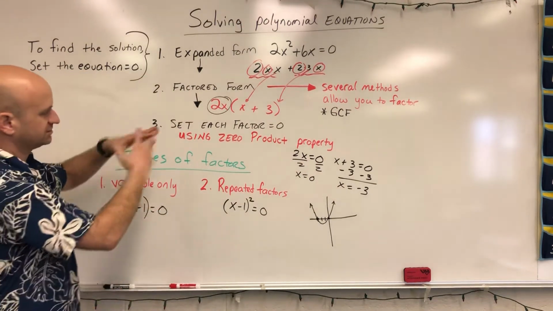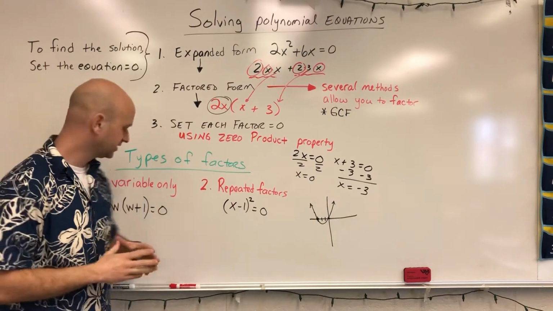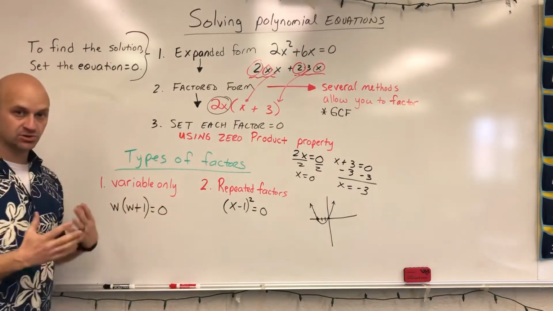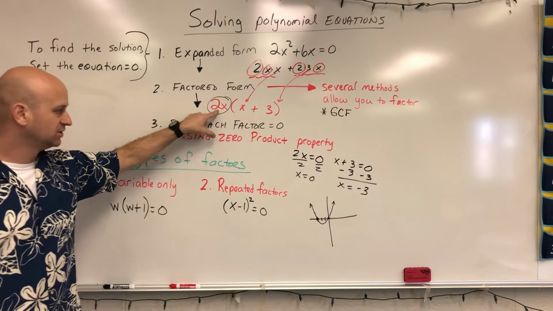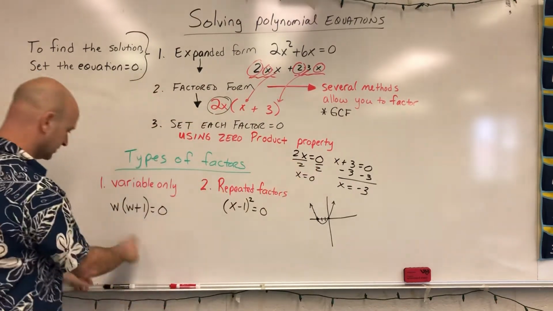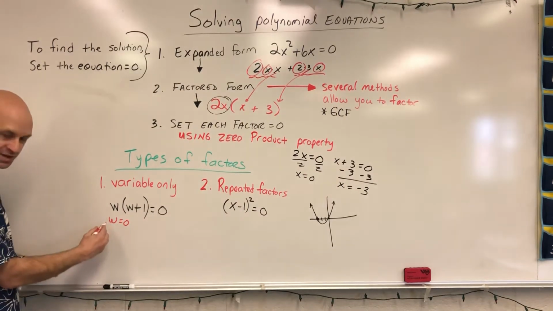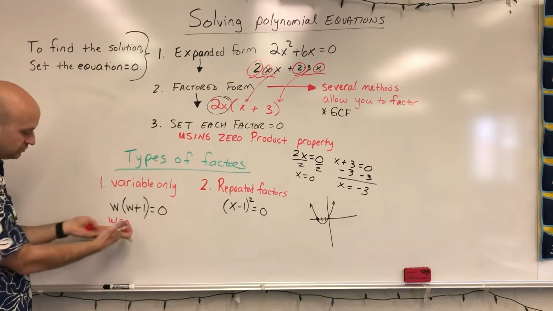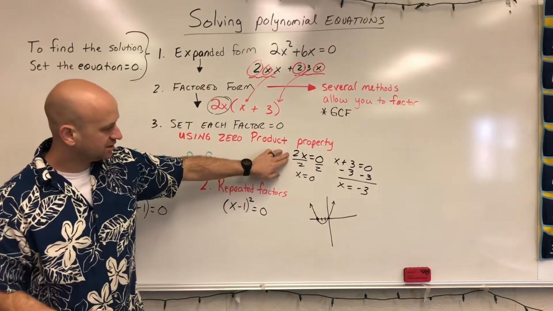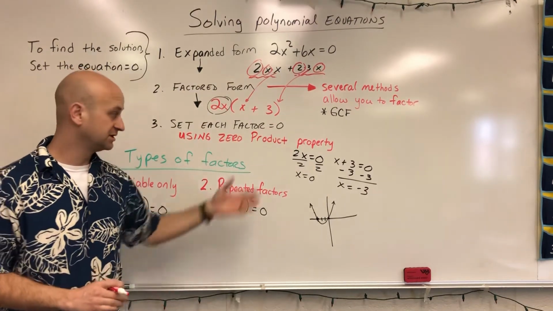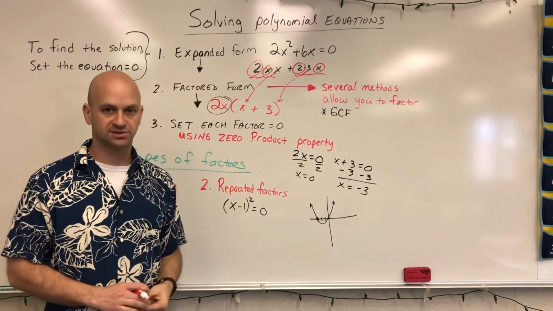Now, in different types of problems, we're going to get a couple different types of factors, and I want to just go over them quickly. First is we may get a variable-only factor, which we saw in this example. This would be an example of a variable-only factor, where the variable term is equal to 0. So in this example, our term would be w equals 0. Really, there's a 1 out front, and we would divide both sides by 1, which still gives us w equals 0. So this one is very basic. We might see a variable factor where the coefficient is out front, and it could be a positive or negative number, but if you have a variable only, it just equals 0.